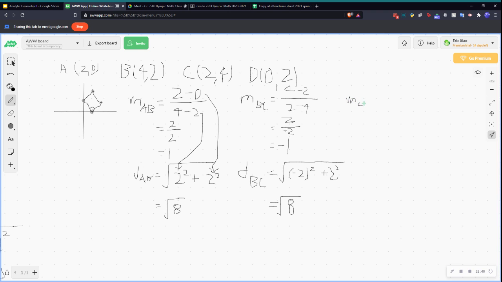All right. And we also have to prove the other points too. I know this is a bit tedious, but we have to do that for a proof problem. So this is 2 minus 4 over 0 minus 2. So this is just negative 2 over negative 2. That gives you positive 1. So you see that this slope, mCD, is also perpendicular to this slope, mBC. And it's also parallel to slope mAB. So it's a good thing to know.